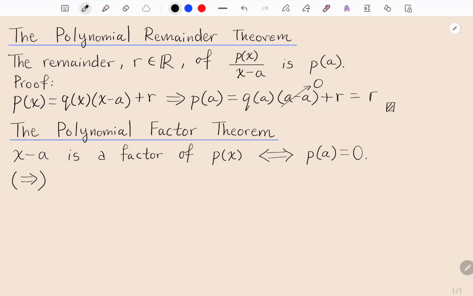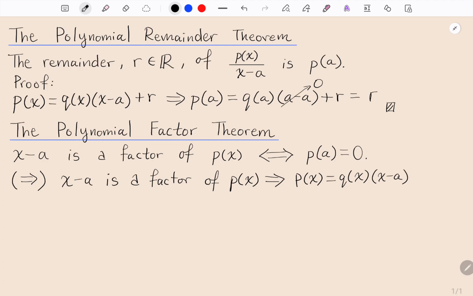So first, we prove the forward direction. x minus a is a factor of p of x implies p of a is equal to 0. So we know that x minus a is a factor of p of x already. What does this imply? This implies that p of x is equal to q of x times x minus a, with no remainder, because x minus a is a factor of p of x. So if you substitute a for x, p of a is equal to q of a times a minus a. Well, a minus a is 0, and we just get p of a is equal to 0. Okay, so that proves the forward direction.